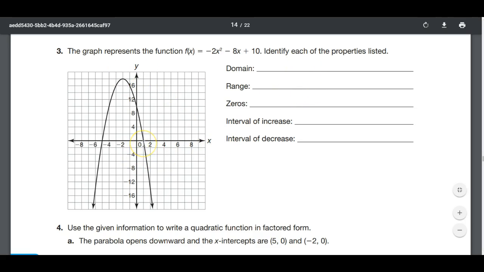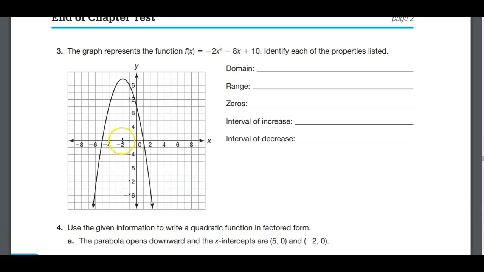Okay, my zeros here, I see one at 1 and I see one at -5. My interval of increase is from negative infinity up to negative 2. Once I get to negative 2, it stops. So open parentheses at negative 2. Interval of decrease, open parentheses, negative 2, and it goes down for infinity.